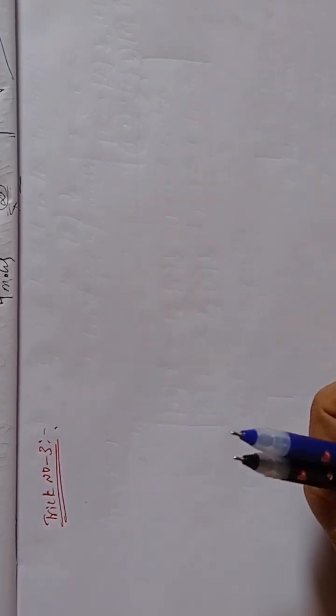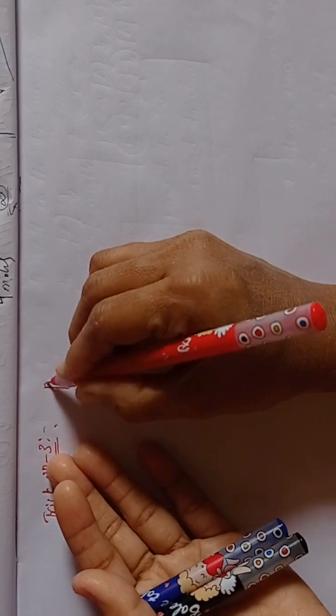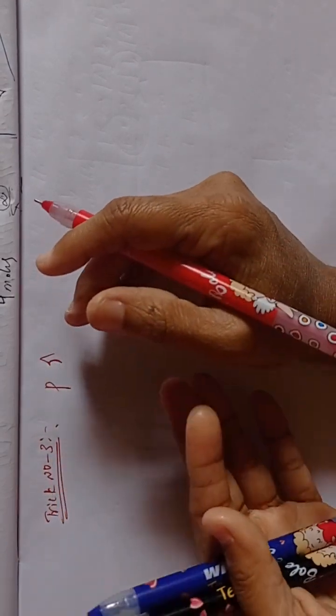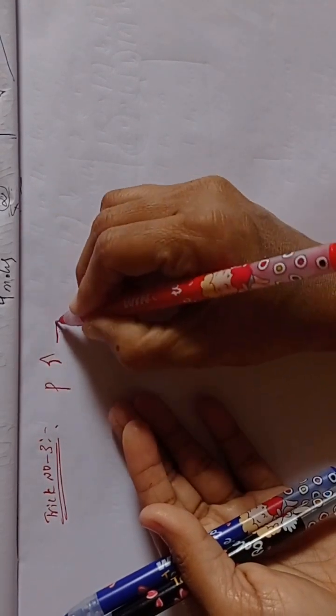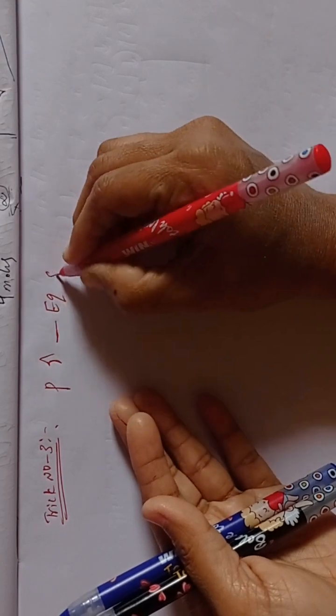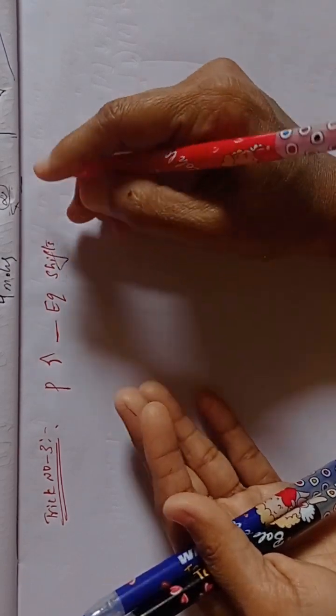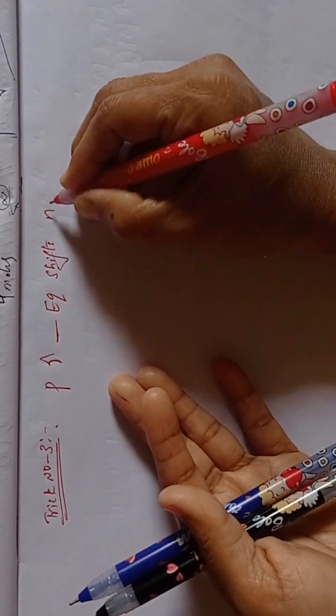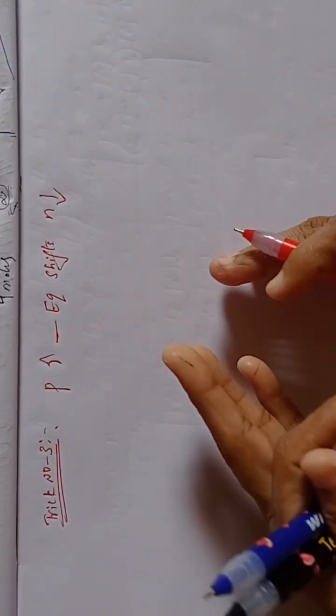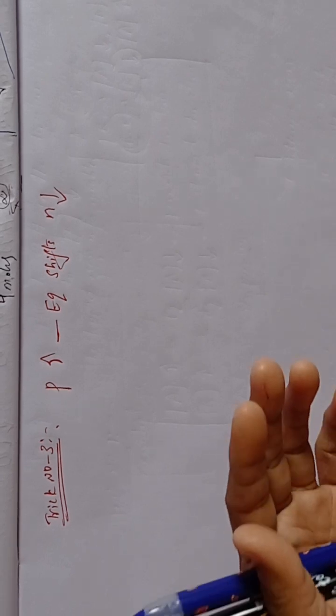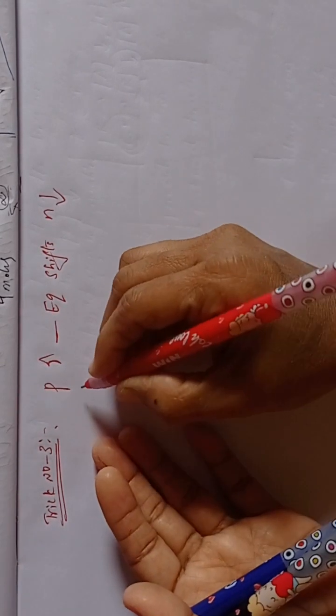Trick number 3. In case of pressure, so that means pressure increases, what happens, students? Pressure increases, then equilibrium shifts in which direction? It shifts in the direction where the number of moles is less. Pressure increases, equilibrium shifts to the side with fewer moles. Are you clear?